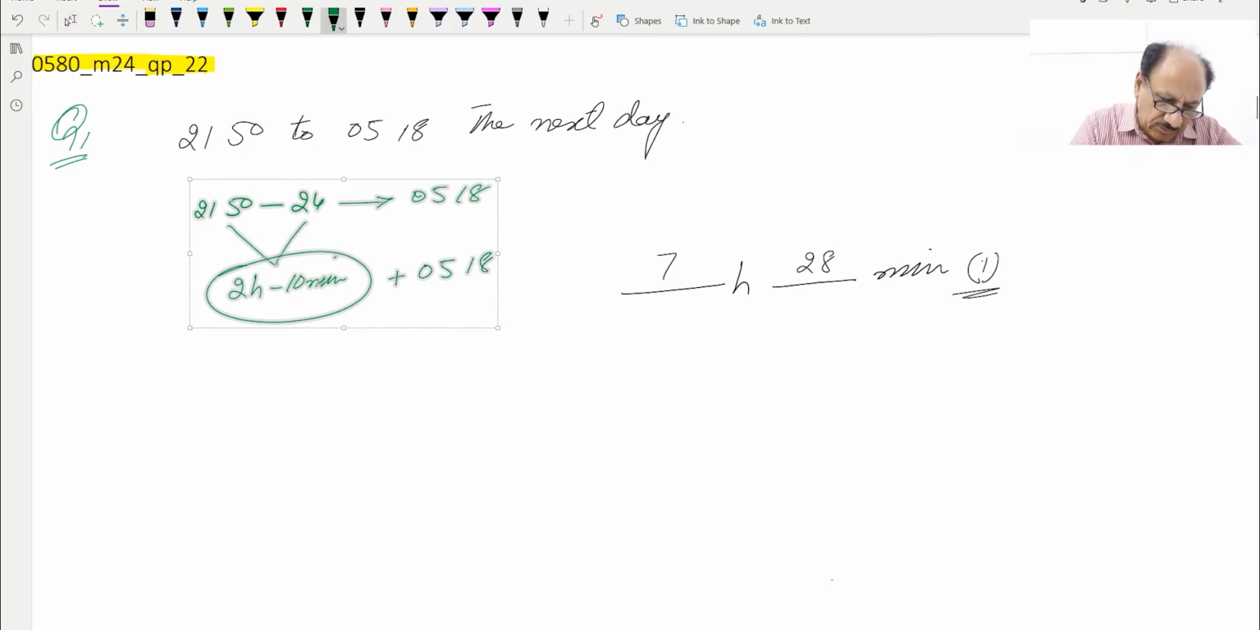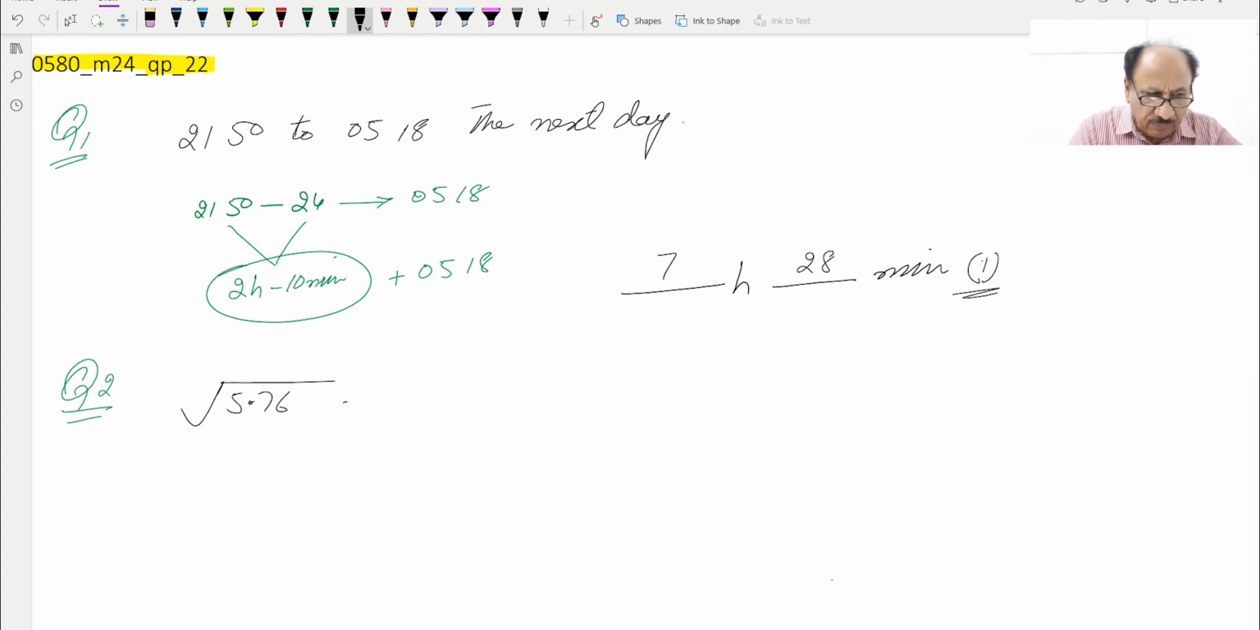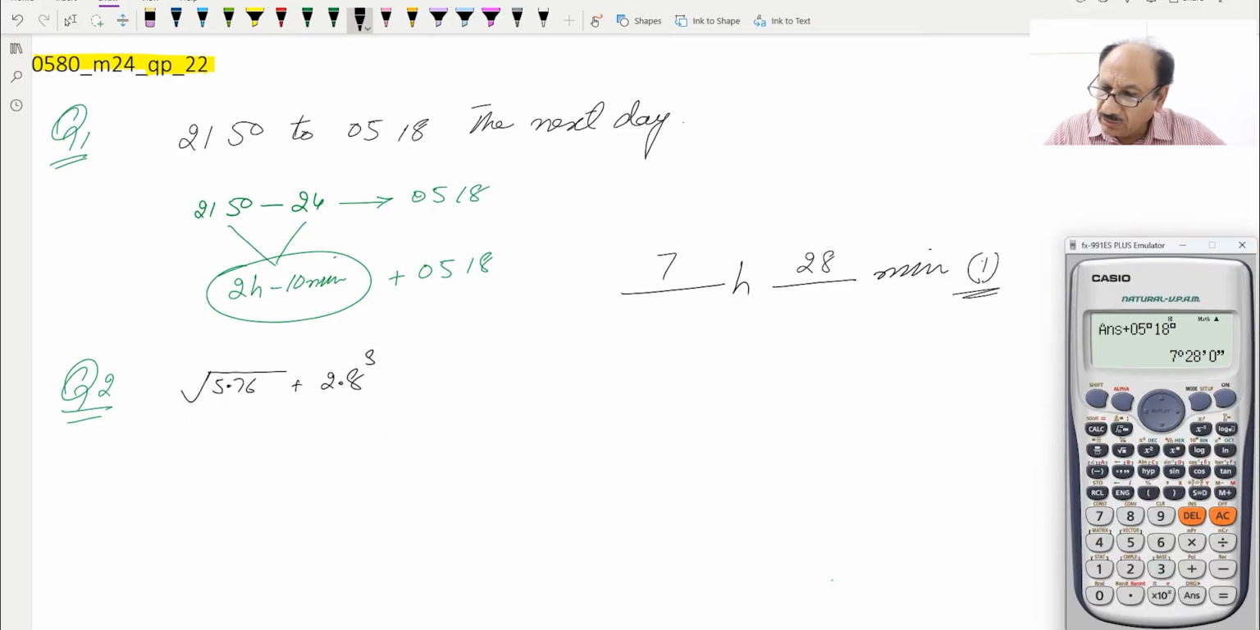Now we can go to question number 2, and question number 2 says calculate. What we have to calculate is the square root of 5.76 plus 2.8 cubed, and we have to type this question in the calculator. Proper calculator usage is compulsory for this. 5.76 square root of this, and then plus 2.8 raised to the power 3. This is how you will type it in the calculator, and then press the equal to button.